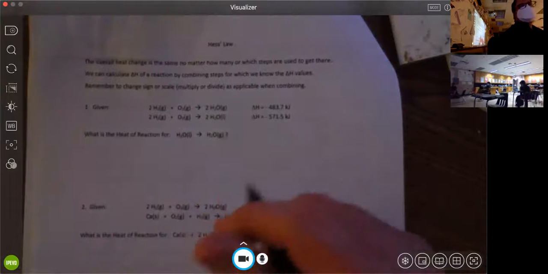Hess's Law. Hess's Law is one of those things that is actually kind of fun, if you let it be. This is page 20.